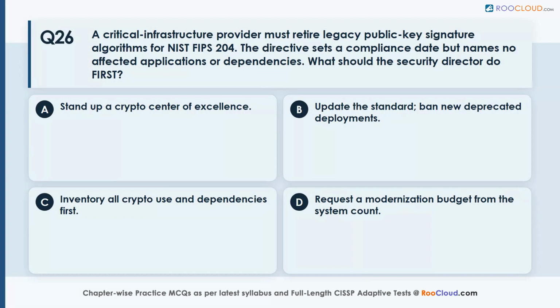Question 26. The directive sets a deadline. It hands you no list of what is affected. And that missing list is the whole problem. You cannot migrate cryptography you cannot see.